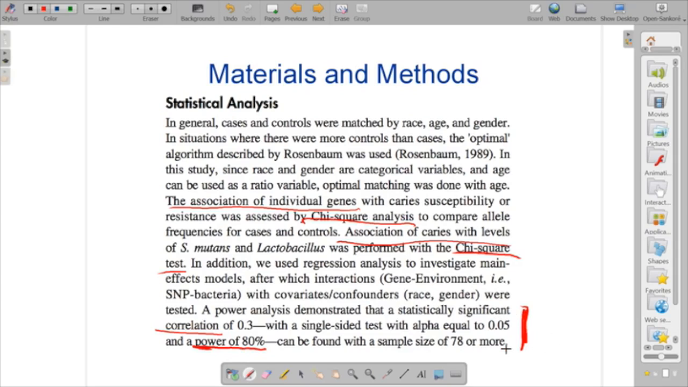And they found that you need to measure 78 things to be sure of that, or to achieve that level of power. And then they've got this other thing we have briefly mentioned, a single-sided test. So they're doing a directional comparison, looking for whether something's bigger or smaller. And alpha equals 0.05, that's their chosen significance level. So they're going to compare their p-values to that.